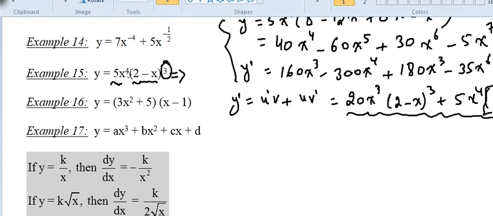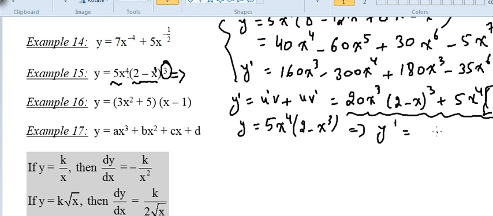It's not 5x power 4 into 2 minus x all cubed. It's 5x power 4 into 2 minus x to the power 3, meaning we have power 3 over here, right? So let me do it again. In case you need to know that, 5x to the power 4 into 2 minus x cubed. What is the derivative of this one?